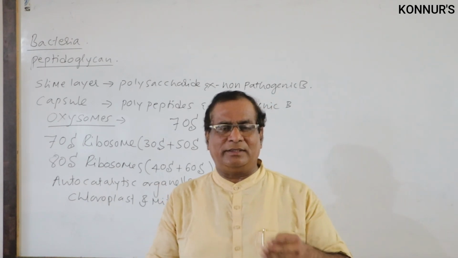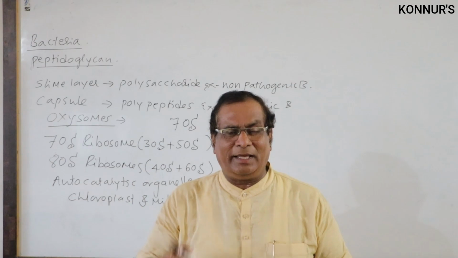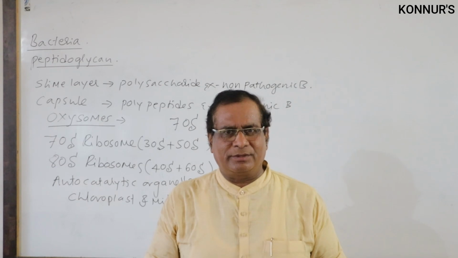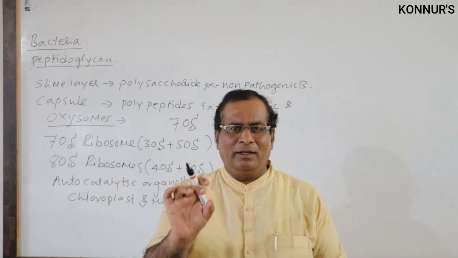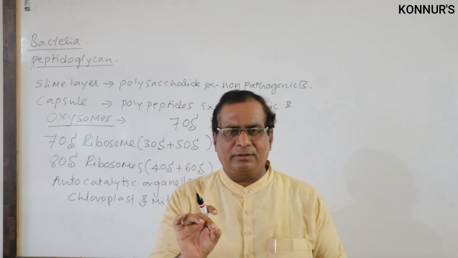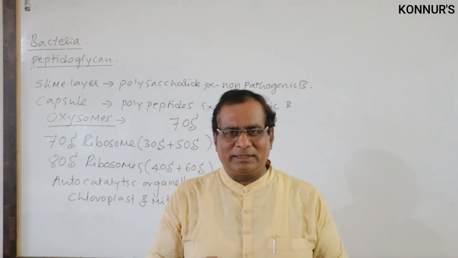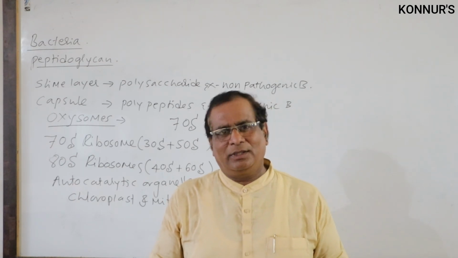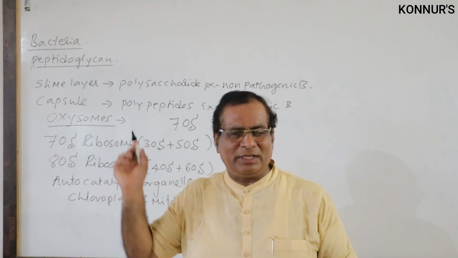Even in multiple choice, they may not give the answer 70S ribosome. They may give it in another form. Which type of ribosomes are present in semi-autonomous organelles like mitochondria and chloroplast? The answer: prokaryotic ribosome. Second, eukaryotic ribosomes, both, none. The answer is prokaryotic ribosome, because it's a 70S ribosome.